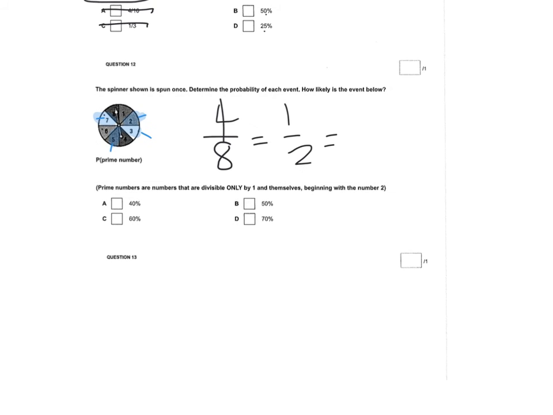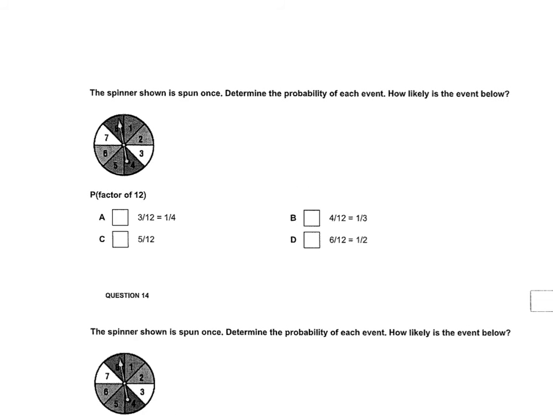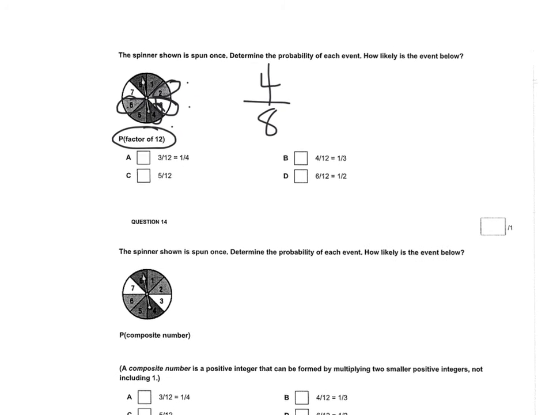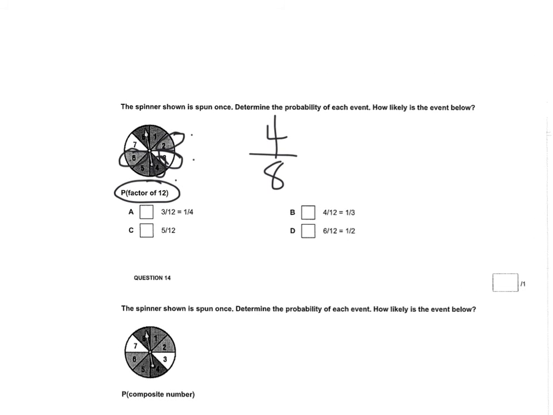Okay, so again, out of 8, factor of 12. So that means that 12 can be divided by that number. So 12 can be divided by 2, 3, 4, and 6. So that would be 4 numbers. And 1. So sorry, forgot about that one there. So that would be 5 out of 8.